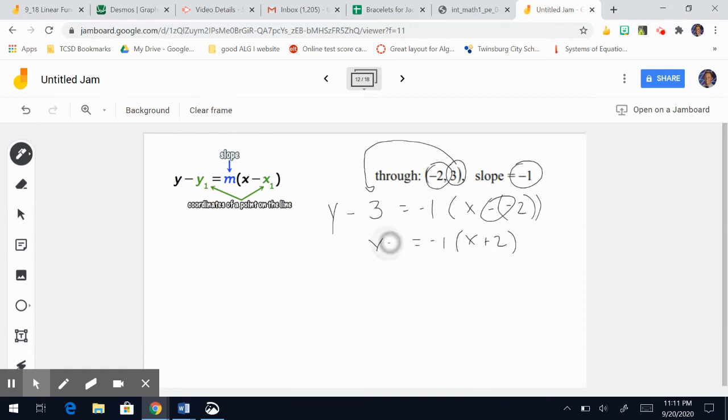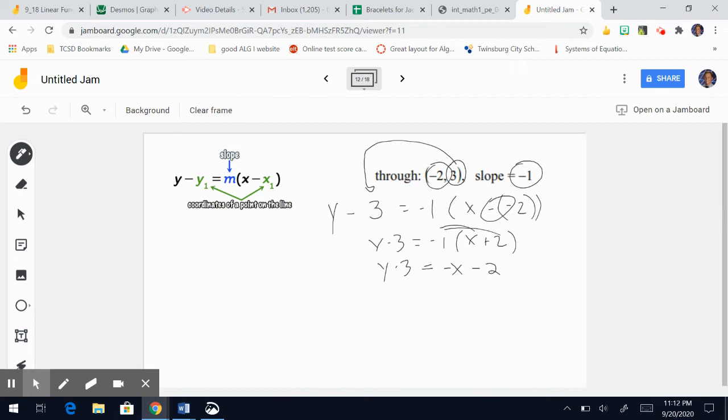And I'm just rewriting everything. Again, we're going to distribute, which just means take the opposite because we're doing negative 1. So it's going to be negative x minus 2. And I'm just going to recopy whatever I did not do over there.